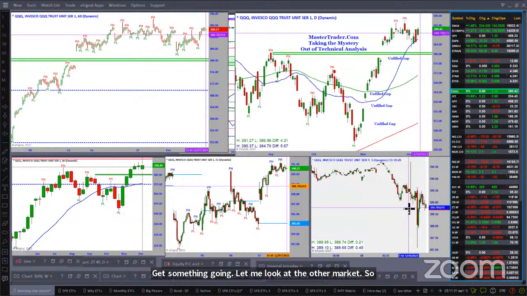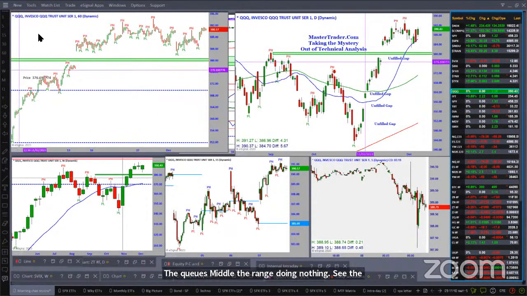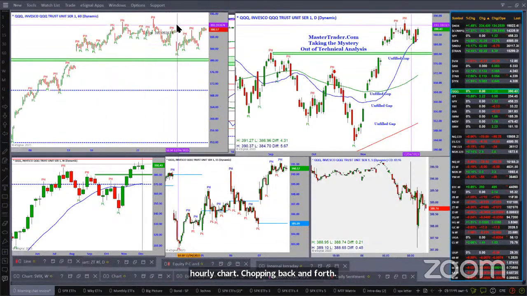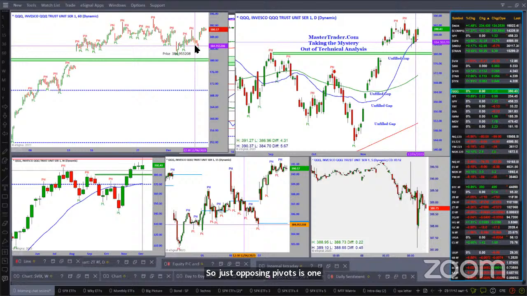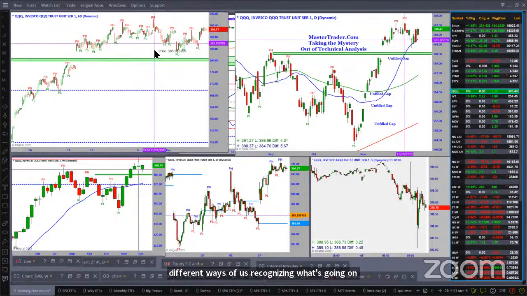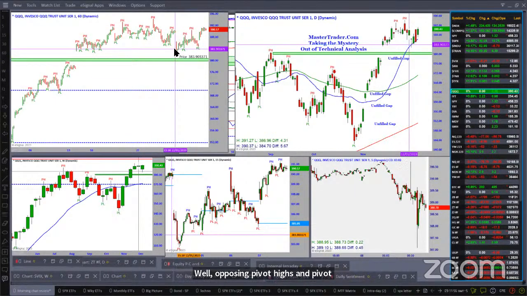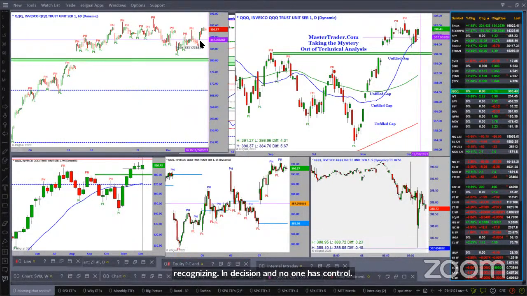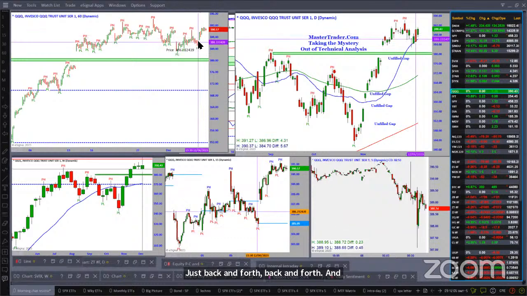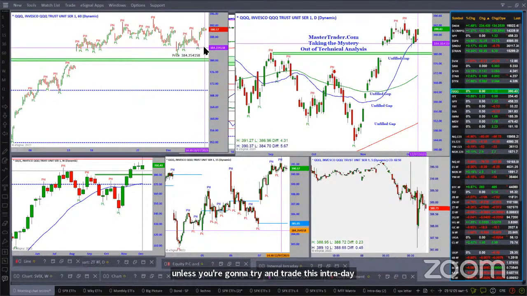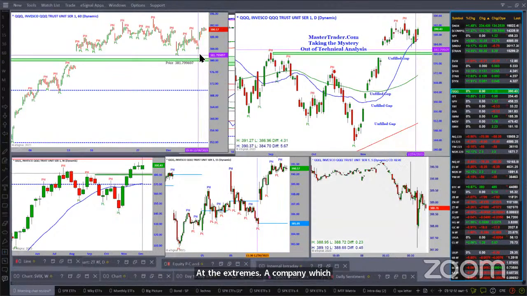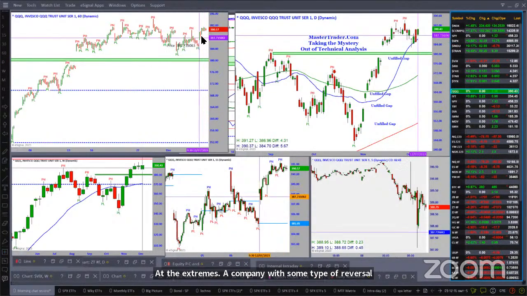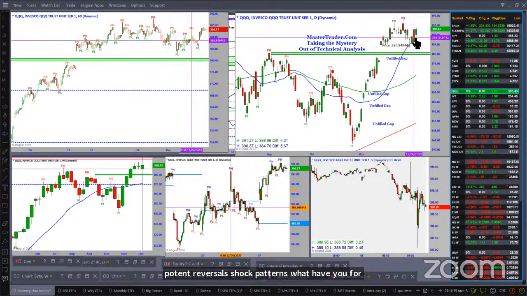The Qs, middle of the range, doing nothing. You can see the hourly chart chopping back and forth. There are different ways of recognizing what's going on. Opposing pivot highs and pivot lows is one way of recognizing indecision, where no one has control, just back and forth. Unless you're going to try to trade this intraday at the extremes, accompanied with some type of potent reversal, shock patterns, what have you, for scalps, you should just stay away from it. It's directionless.